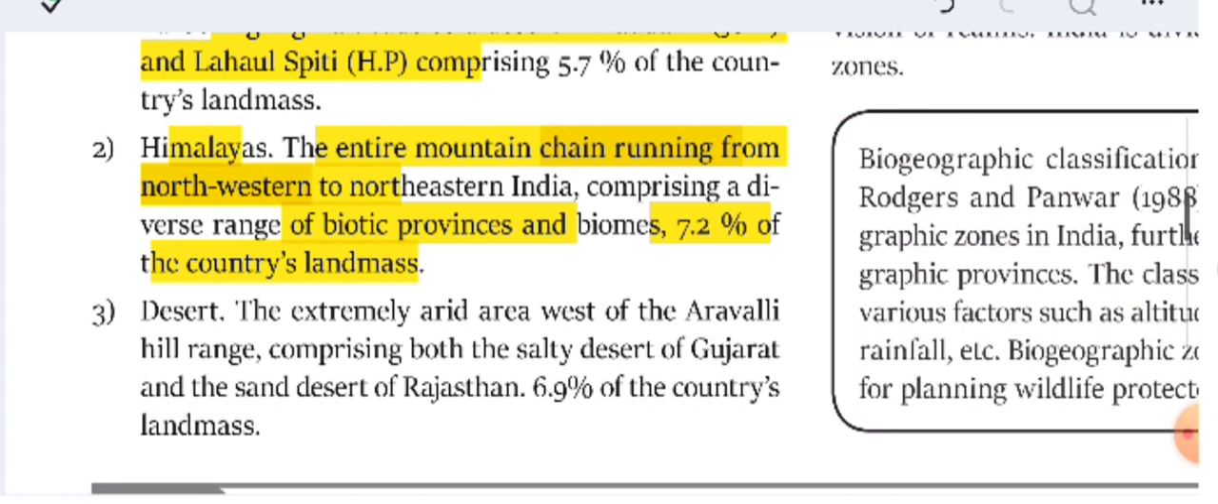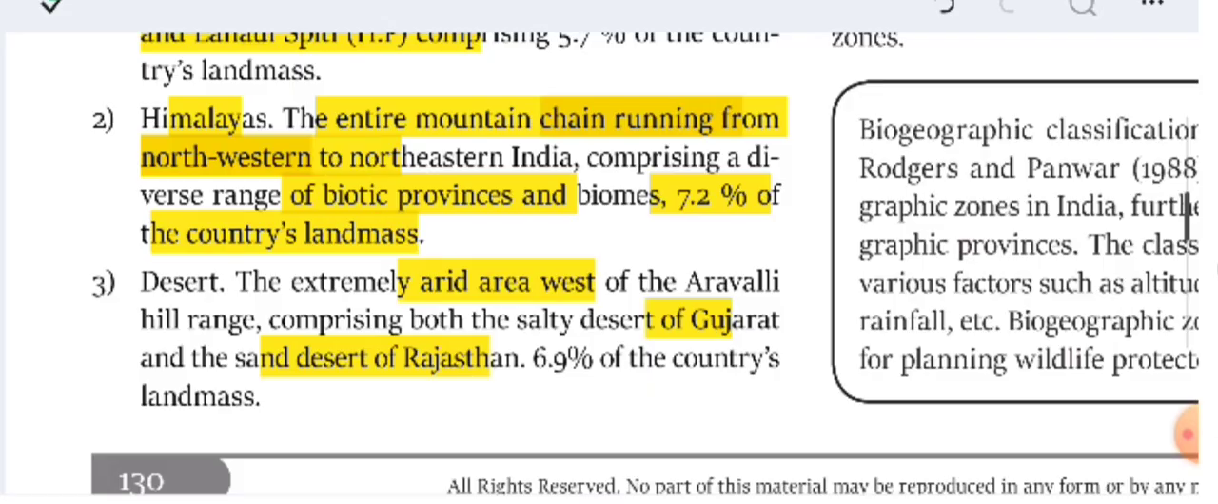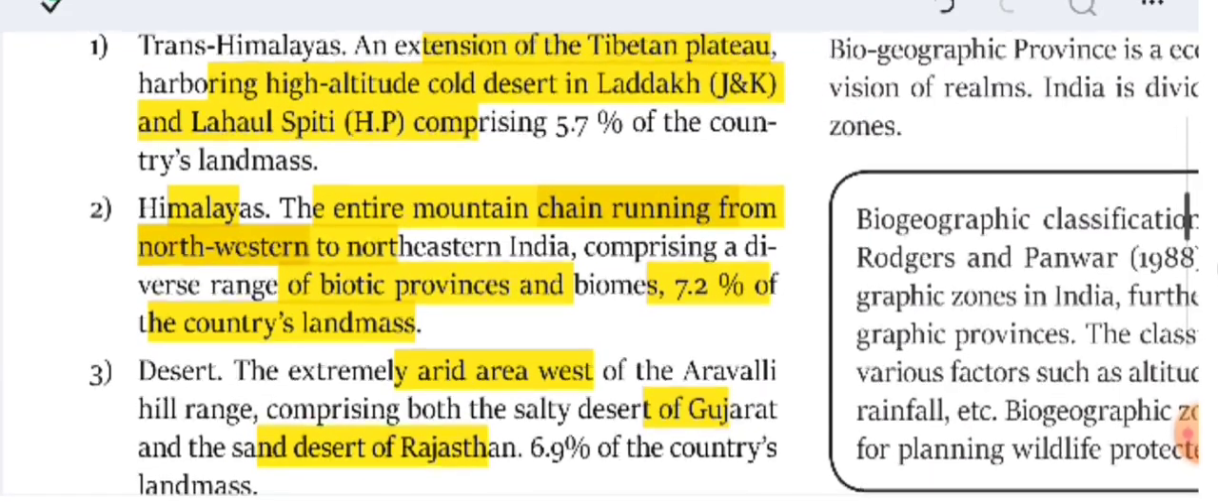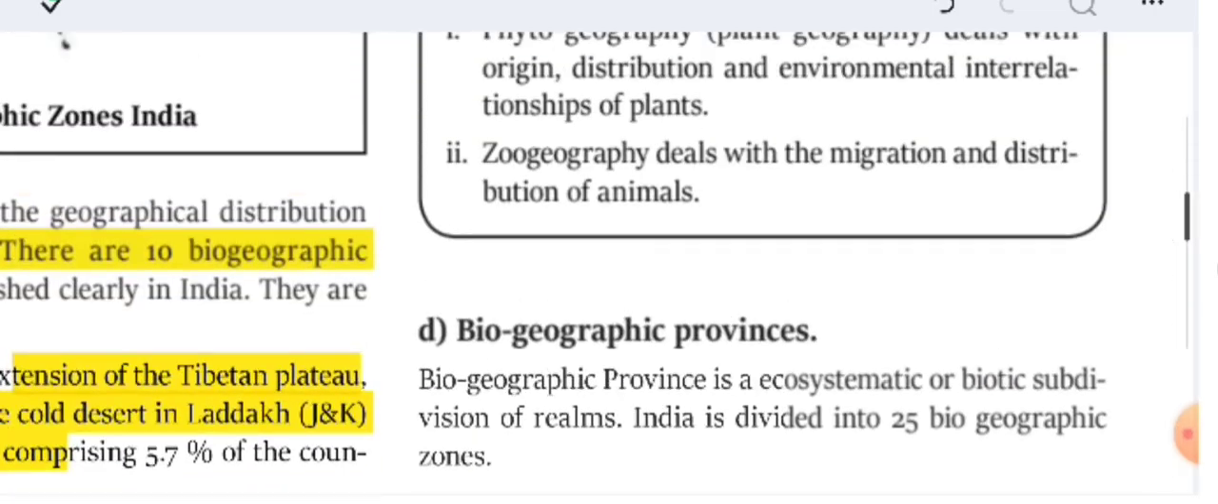So desert, the extremely arid areas west of the Aravalli hill range, comprising both the salty desert of Gujarat and the sand desert of Rajasthan, 6.9% of the country's landmass. So among these three, Trans Himalaya, Himalayas and desert, the highest percentage is of the Himalayas, then desert, then Trans Himalaya, right? So again, where is the desert from and to? The extremely arid area west of the Aravalli hill range, comprising both the salty desert of Gujarat and the sand desert of Rajasthan, 6.9% of the country's landmass.